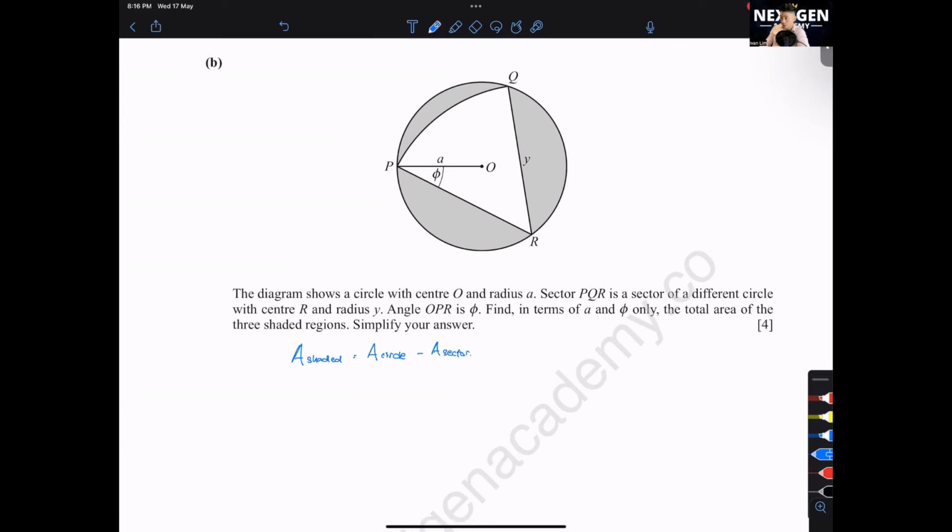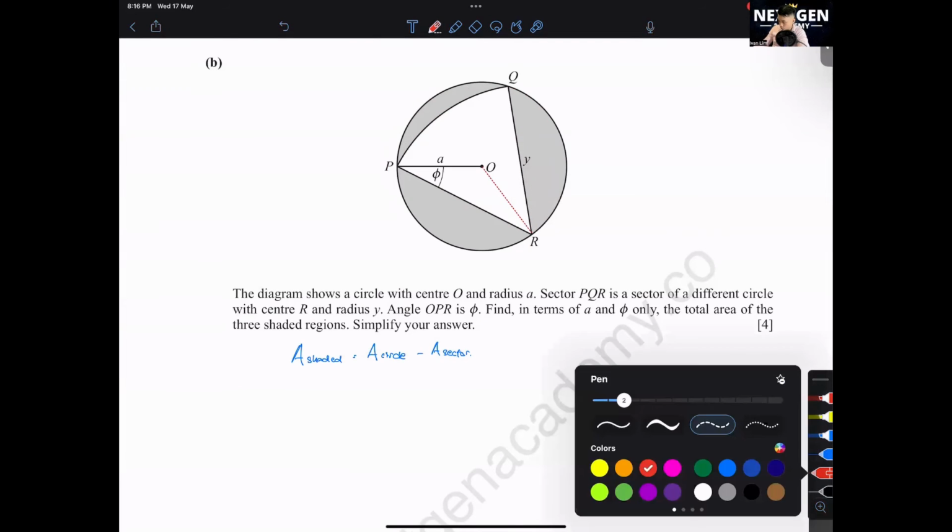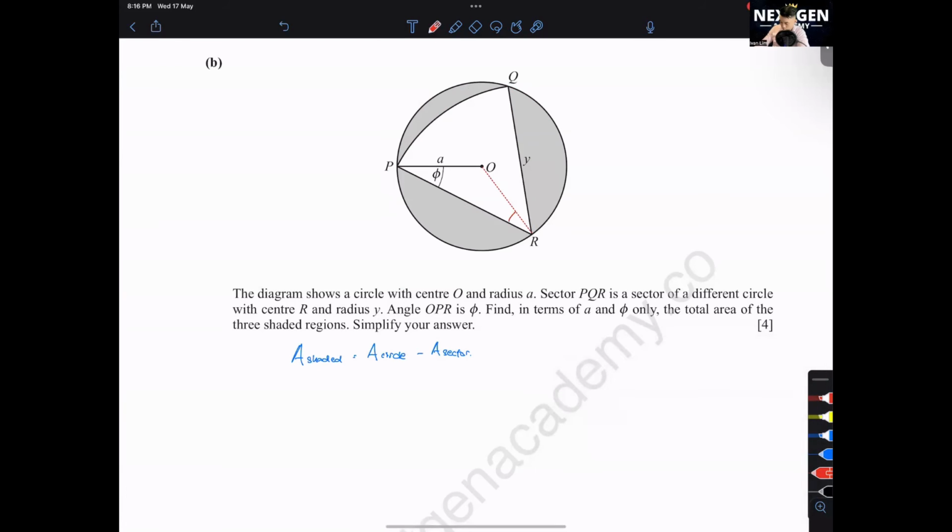Okay, how would I do this? I would draw extra lines so that I can find the angle also. So over here, we know here is also phi, and here is also phi. Why do I want to find this? Because I need to find the radius of this, right?